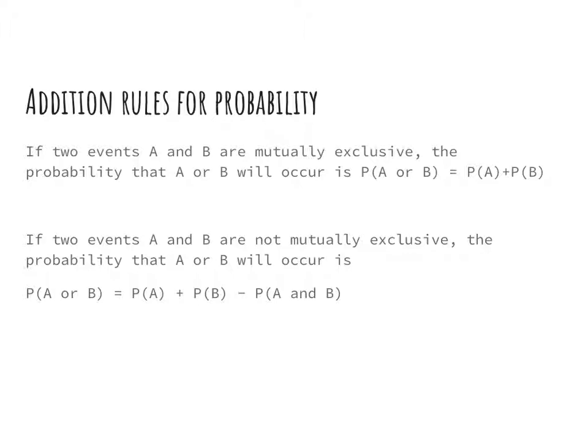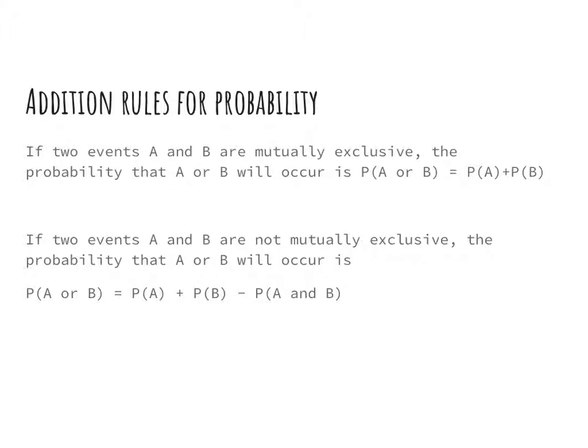Some addition rules for probability. So if we want two events, A and B, and we know that they're mutually exclusive, which again, mutually exclusive means they can't happen at the same time, and we want the probability that either A or B will occur, we would take the probability of A happening plus the probability of B happening.